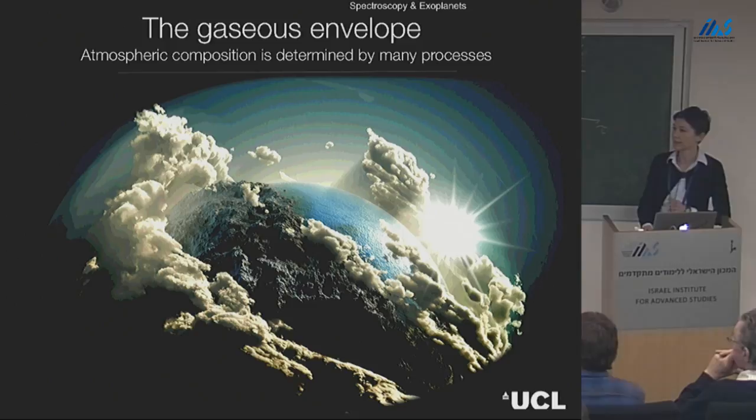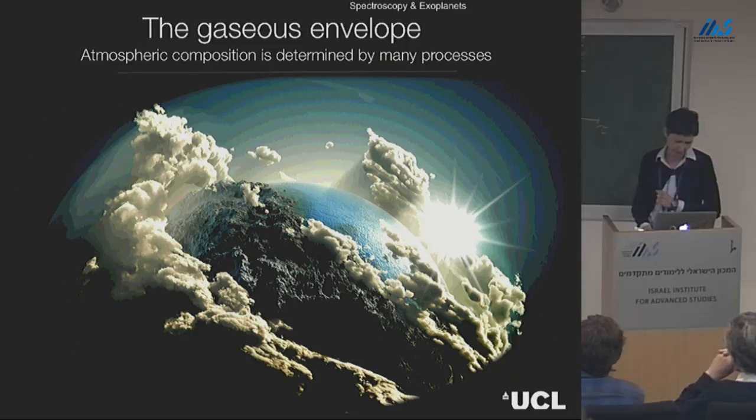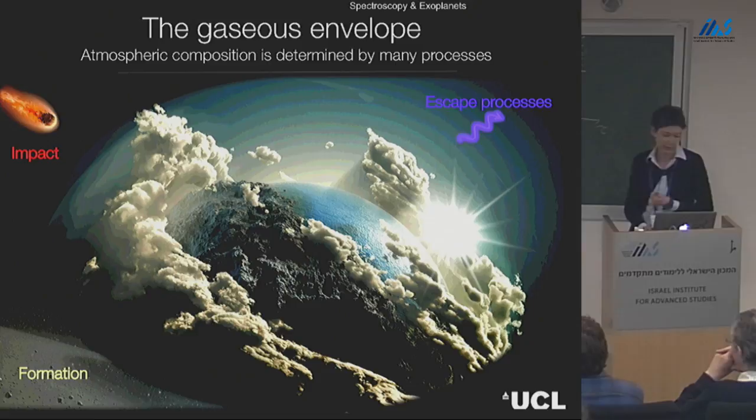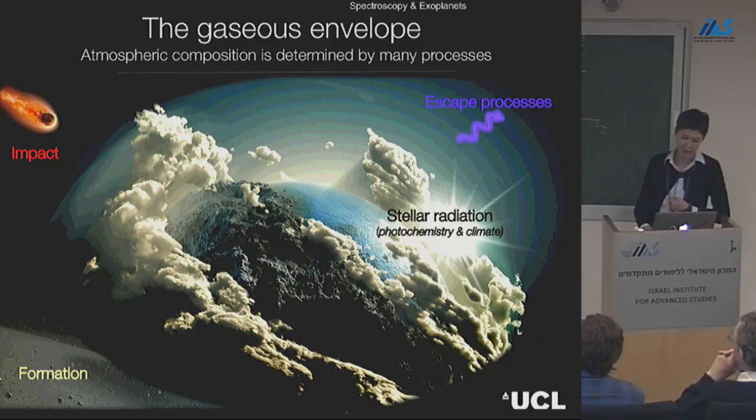might be a way to get insight into physical and chemical processes that are not necessarily only linked to the atmosphere. In particular, the chemical composition of the atmosphere, we believe, is influenced by the formation processes, potential impacts in the history of the formation and evolution of the planet, and escape processes. We've already heard the lecture from Ruth yesterday about atmospheric loss. Also, interaction with the stellar radiation has a strong impact, both through photochemistry and also climate.